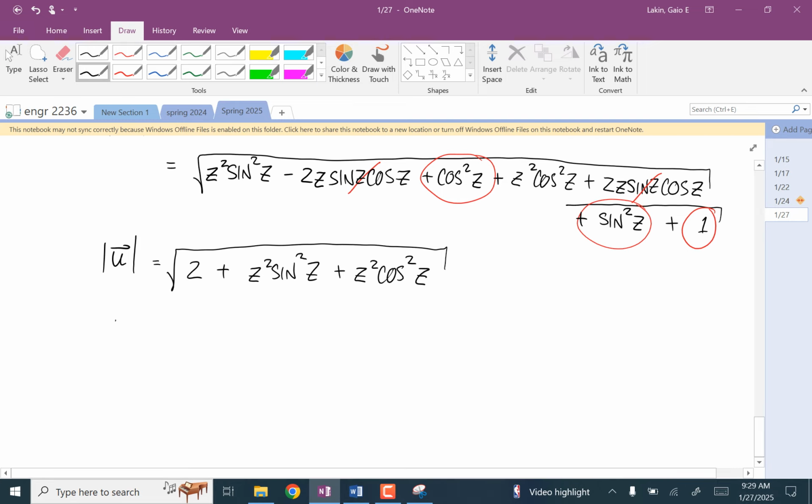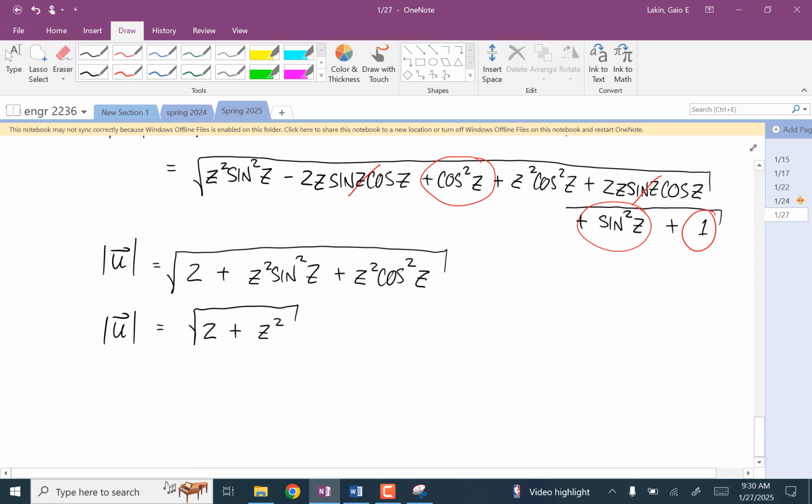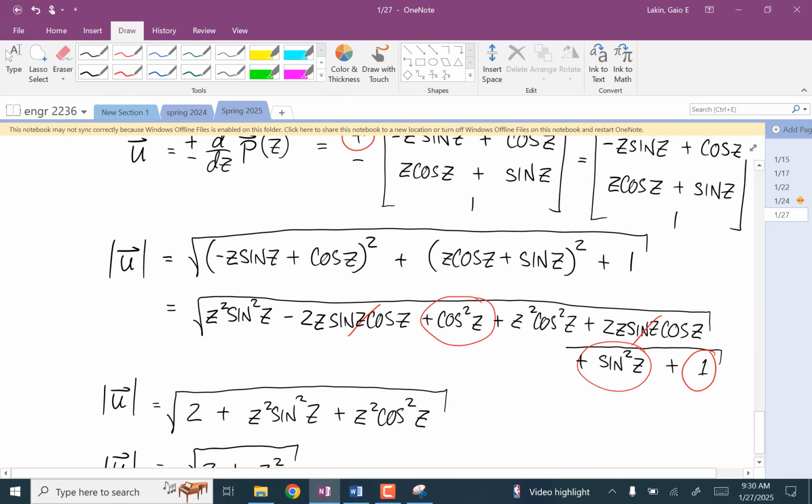Okay, now we're getting somewhere. So the magnitude of u is equal to 2 plus z squared. That's cool. That worked out great. And so now that we have that magnitude, we can finally calculate the unit vector. That is the full vector divided by the magnitude.